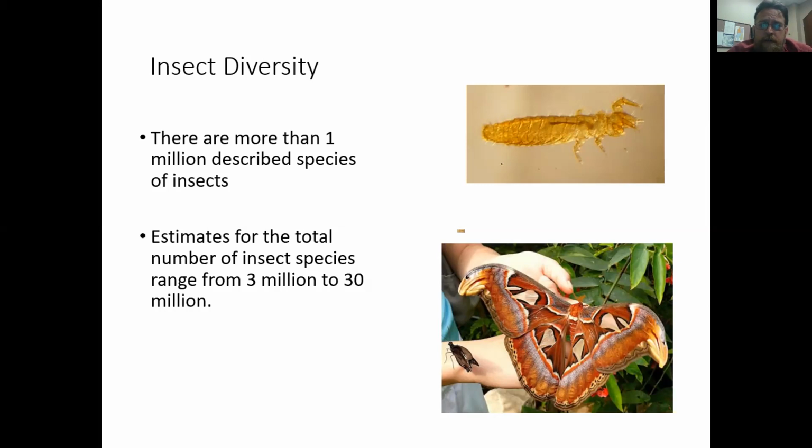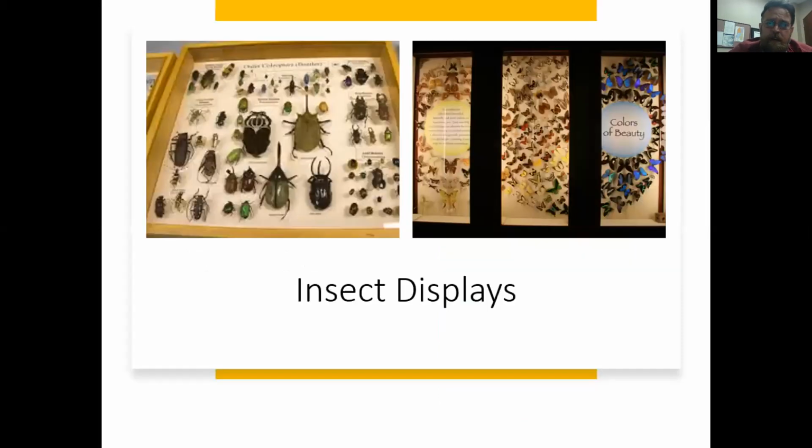And I always like to kind of put things in perspective when we talk about all of the different species of plants that we have described. We've described maybe 350,000 different kinds of plants. So about 3 times as many insects as we've described plants.